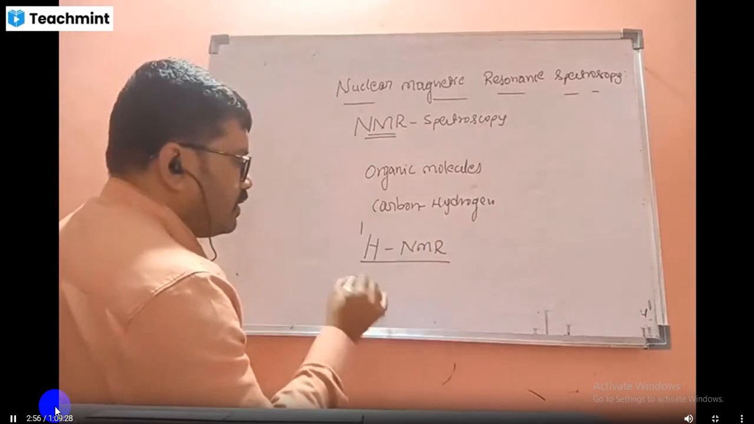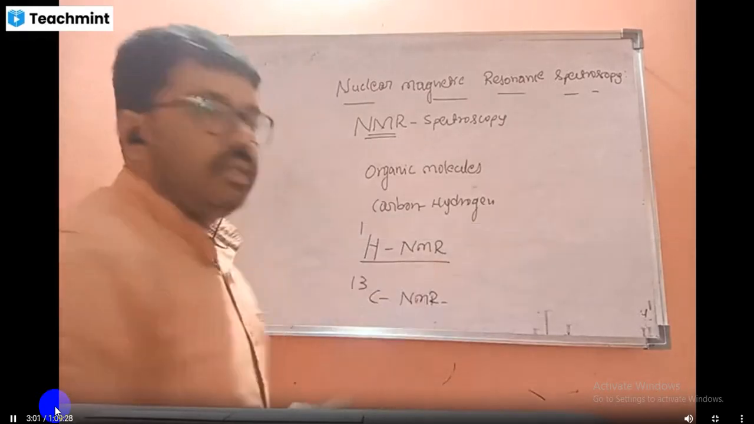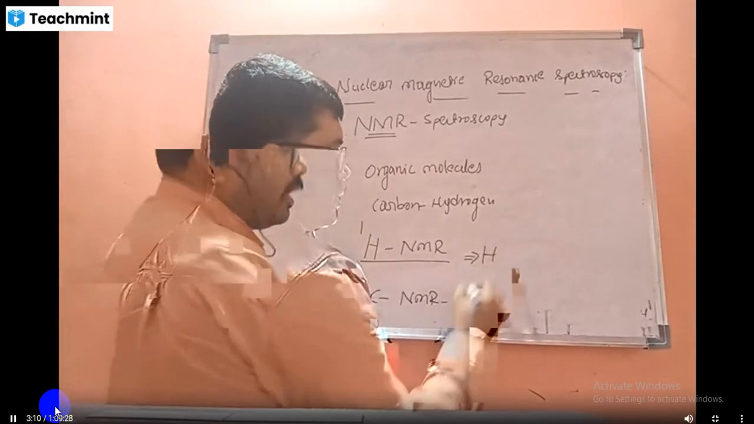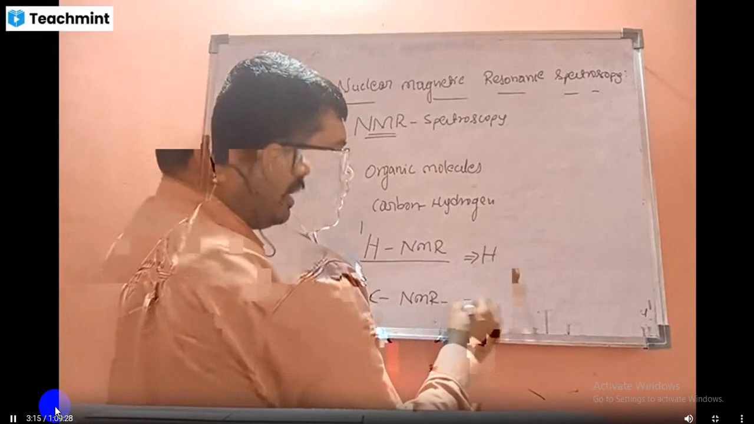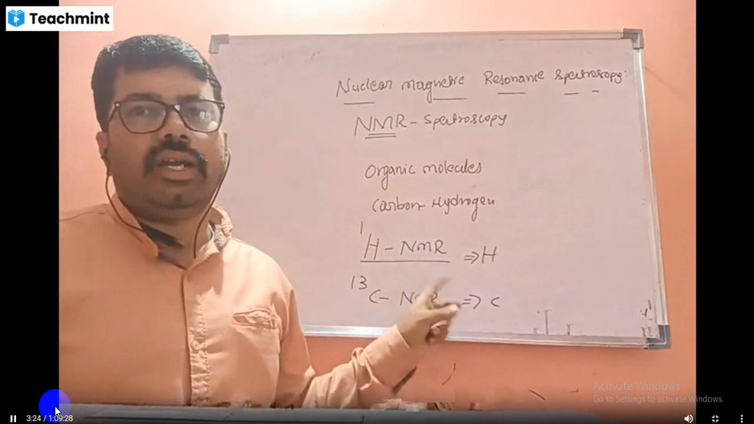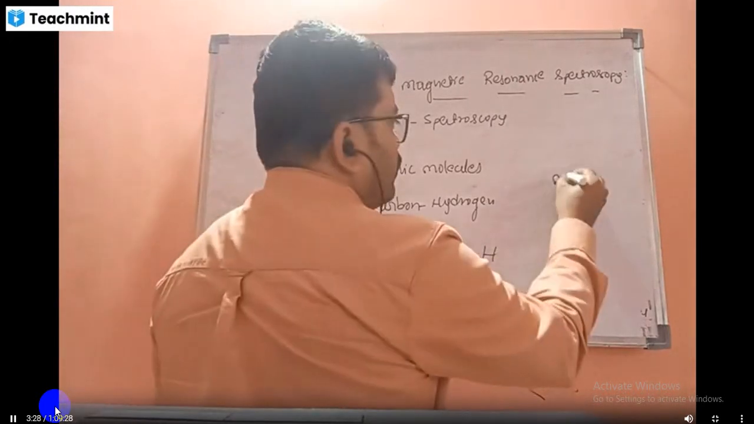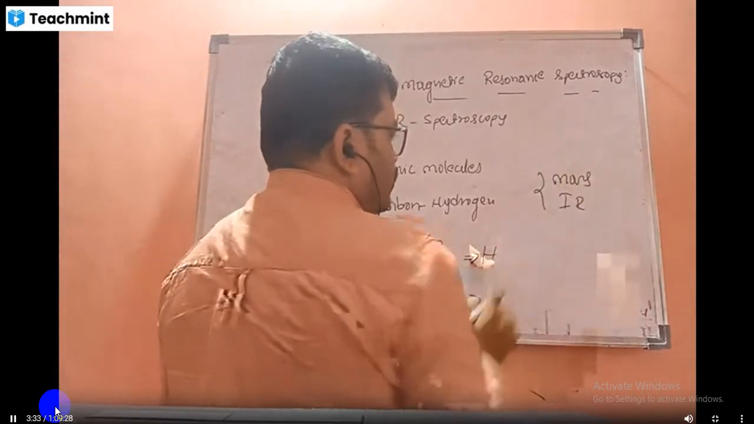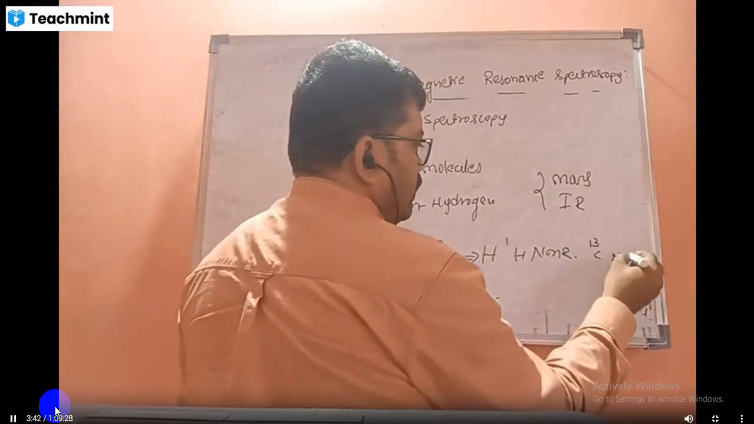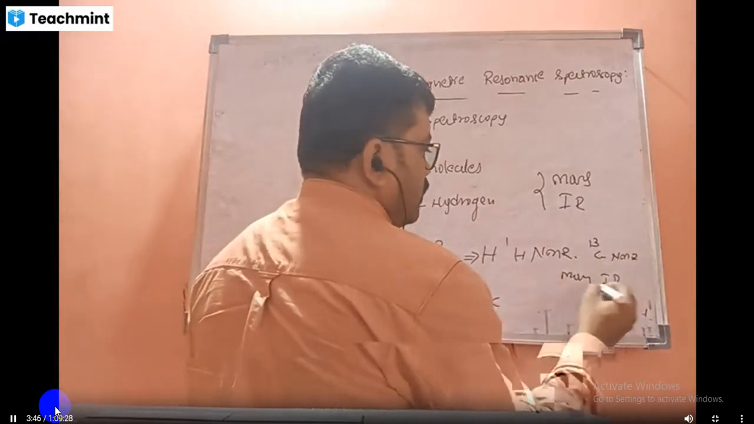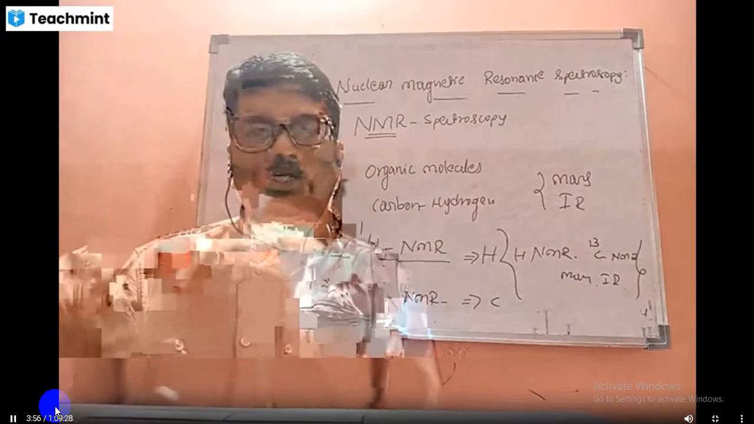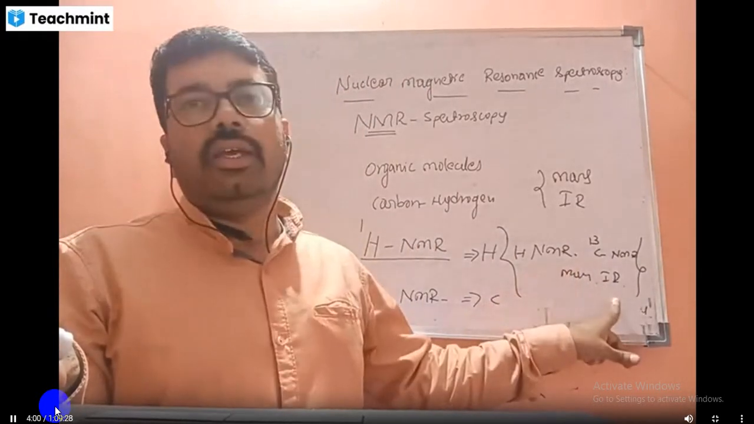Another type is C13 NMR, which is used to determine the type of carbon atoms in the molecule. Using this method along with other instrumental methods, including infrared and mass spectrometry, the entire structure of the molecule can be determined. By knowing the proton NMR, C13 NMR, mass and IR of the molecule, we can determine its entire structure.